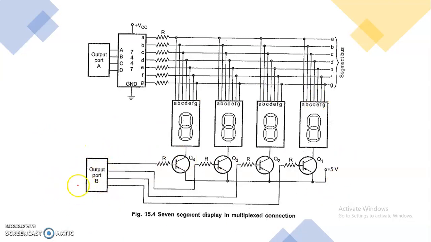Here I have used one more port, that is port B, where you have connected 4 transistors. The 7-segment data will be available in parallel to all the 7-segment displays, but with the help of these transistors, we are activating only one 7-segment display by giving the corresponding data at the output port.